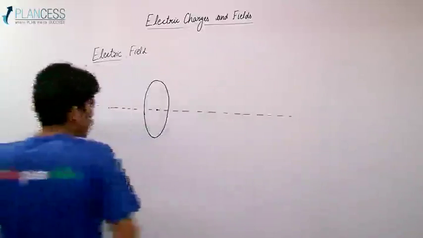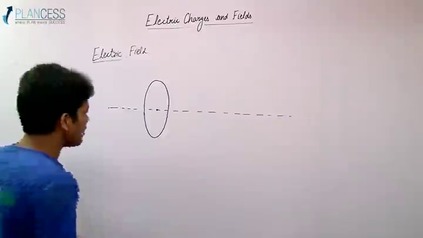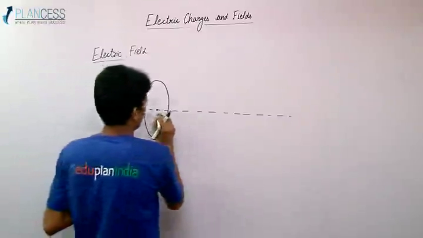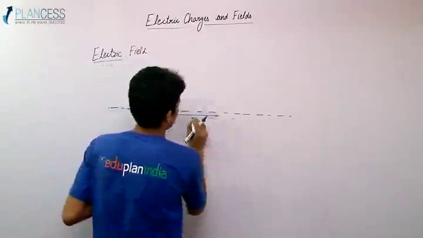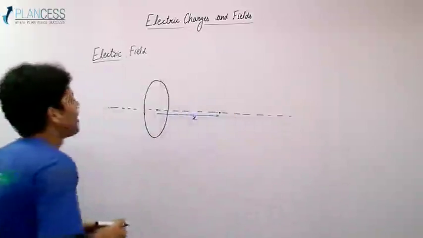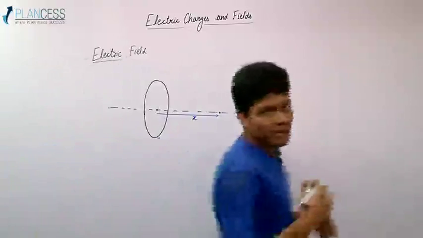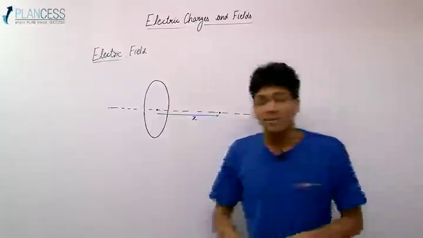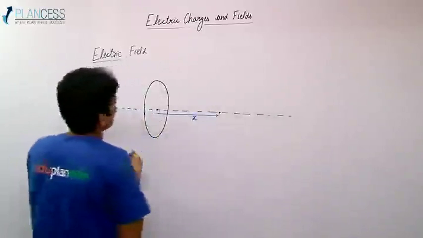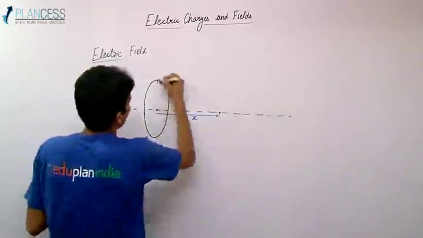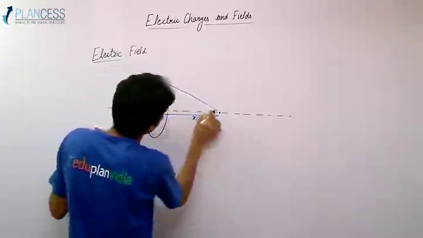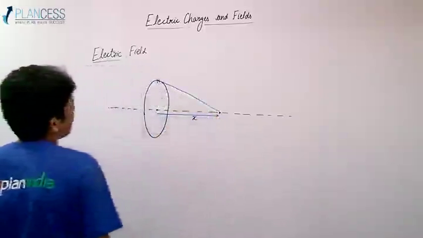So this is the figure shown here. Now we want to calculate the electric field at a distance of x from the center on the axis, so we want to calculate the electric field at this point. To calculate the electric field at the point at distance x on the axis of the ring, what we do is we take up a small element on this ring.